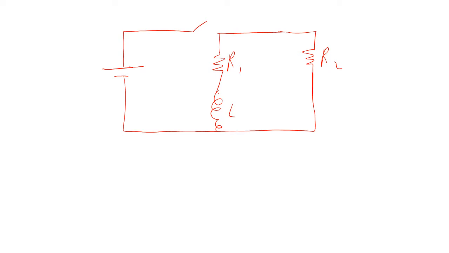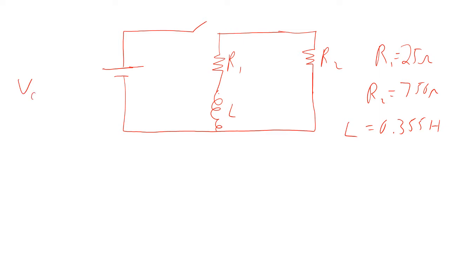and let's say that R1 is going to be equal to 25 ohms, and let's say that R2 is going to equal 750 ohms, and then let's say that the inductance is 0.355 henries. And let's say that the voltage over here, V naught, is going to be 17.5 volts. And so we're going to say what happens when you first close the switch.